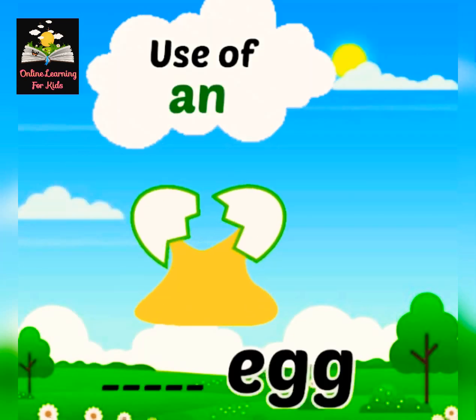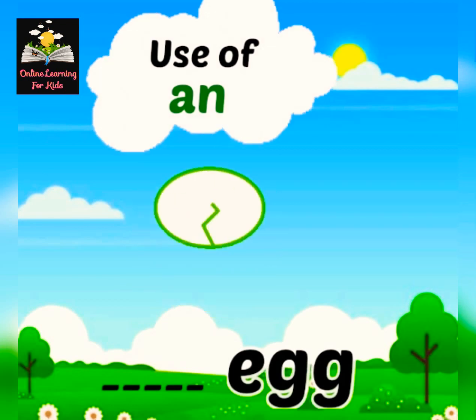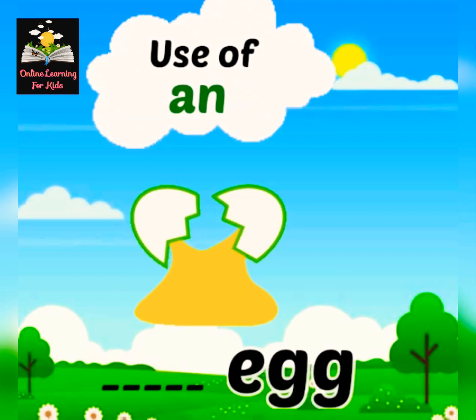Look at this picture. What is this? This is a picture of an egg. The word egg starts with letter E, and E is a vowel letter, so we write an before it.